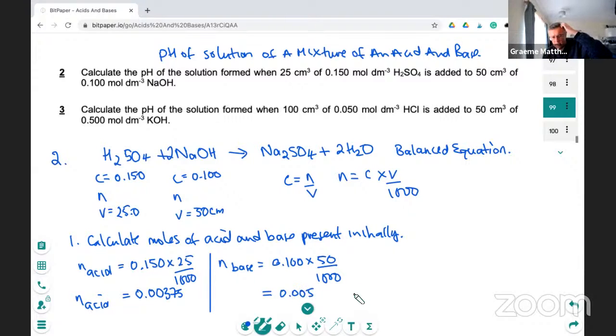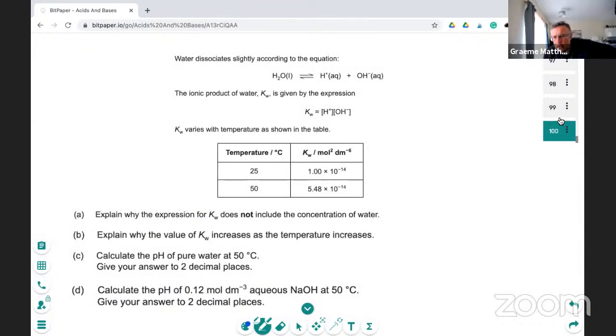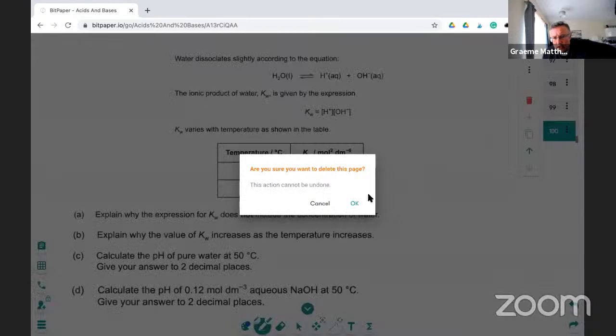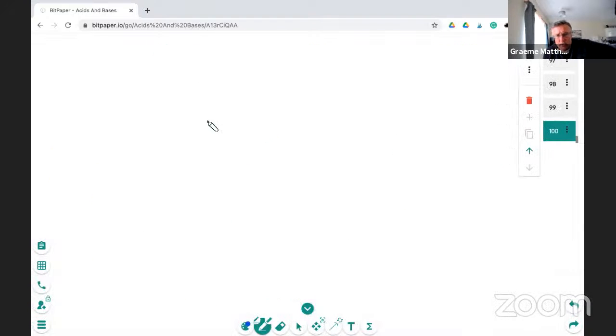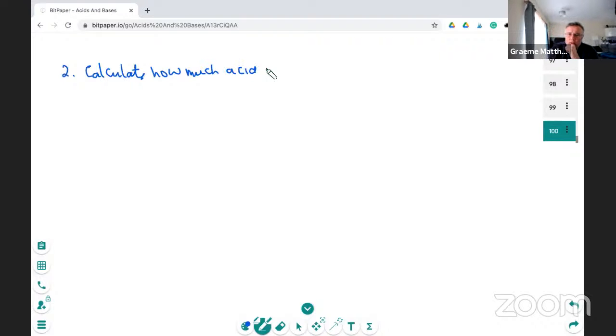Now you're thinking, next step is, which one is in excess? So question 2: calculate how much acid or base is left over, because you know it's going to neutralize.